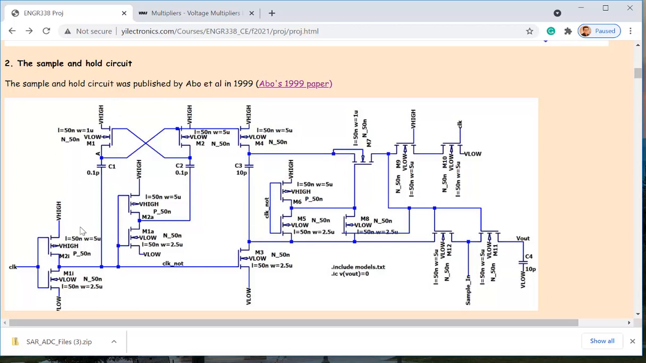This part of the circuit, probably I should ask Noah to explain this. He can do a better job. I'm kidding.